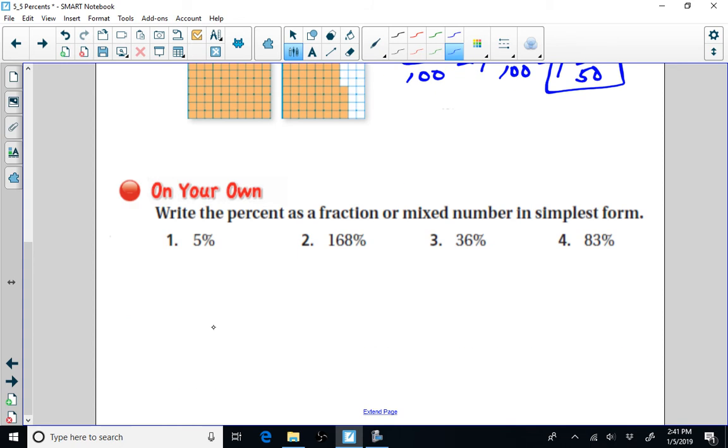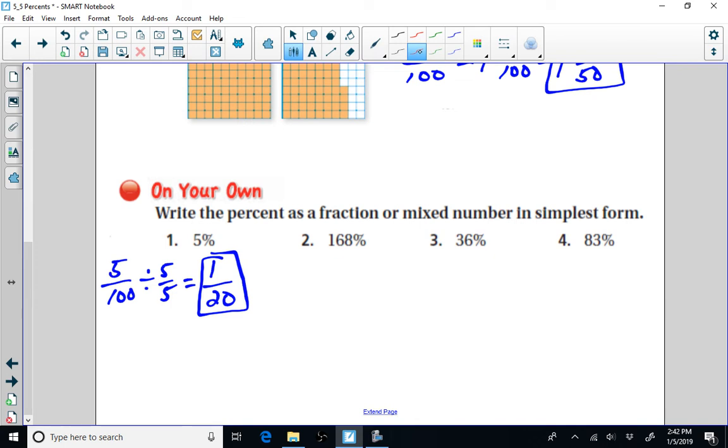Okay, let's try these three examples. 5%, I start by writing 5 over 100. We take the percent, put it over 100. I can simplify that fraction by dividing by 5 over 5 because they end in 5 and 0. 5 divided by 5 is 1. 100 divided by 5 is 20. So 5% is the same as 5 out of 100, and 5 out of 100 is the same as 1 over 20. Let's try the next example.